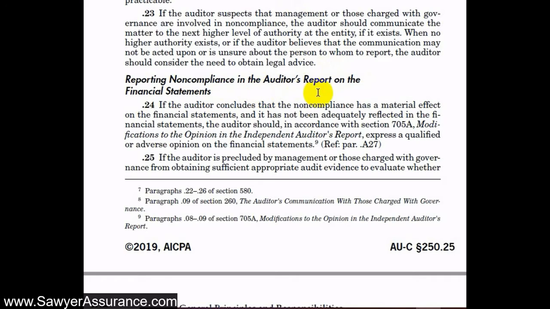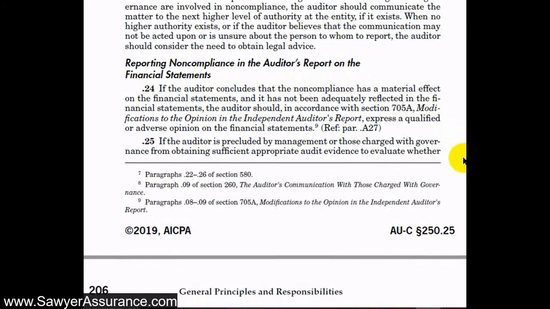So if we conclude that noncompliance has a material effect on the financial statements and they didn't adequately reflect that in the financial statements, then in accordance with AUC Section 705, we should express a qualified or adverse opinion on the financial statements in regard to the material nature of that potential liability or whatever the case may be that's related to that noncompliance.